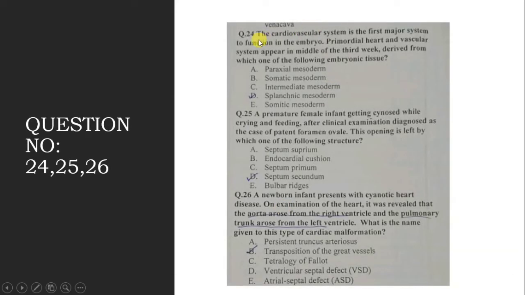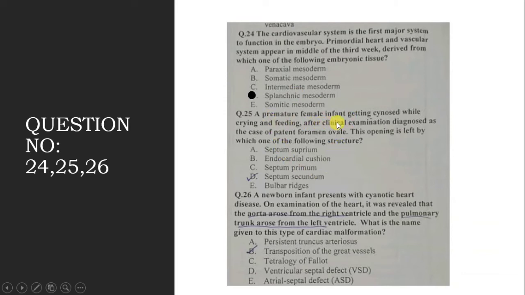Now moving to question number 24: the cardiovascular system is a major system of the embryo to function. Primordial heart and vascular system appear in the middle of the third week, derived from which of the following embryonic tissues? Pharyngeal mesoderm, somatic mesoderm, intermediate mesoderm, splanchnic mesoderm, or somatic mesoderm. When we look at the development of the heart and the vascular system, these develop from the splanchnic layer of the lateral plate mesoderm, or splanchnic mesoderm.